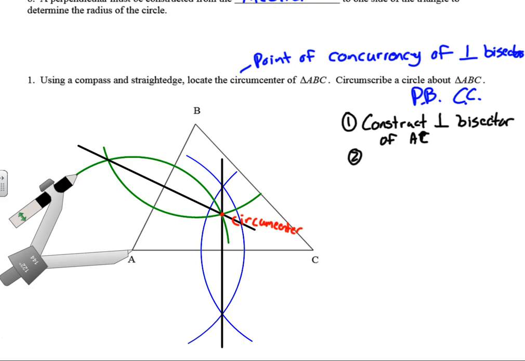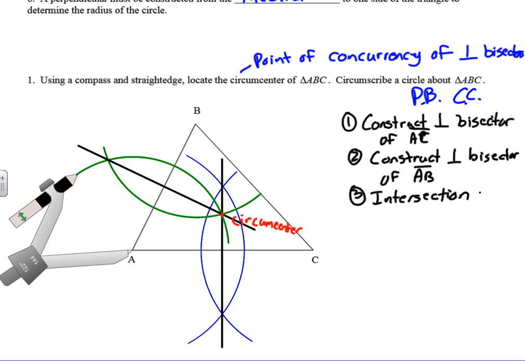Two, construct the perpendicular bisector of AB. And really you could do all three, but we only need to do two, okay? And so the intersection, or the point of concurrency, is the circumcenter.